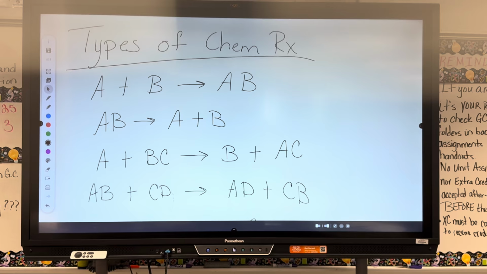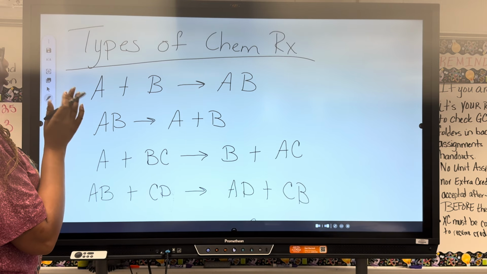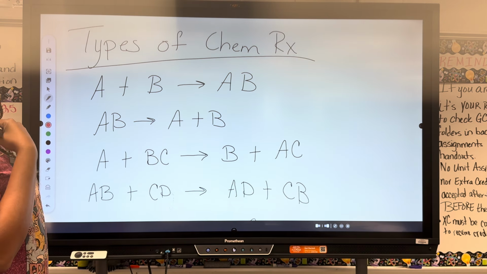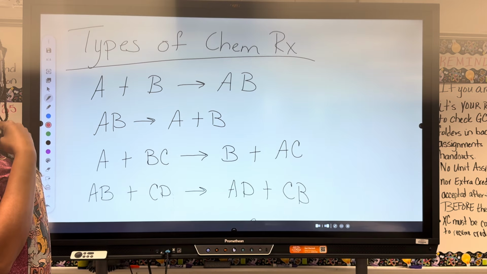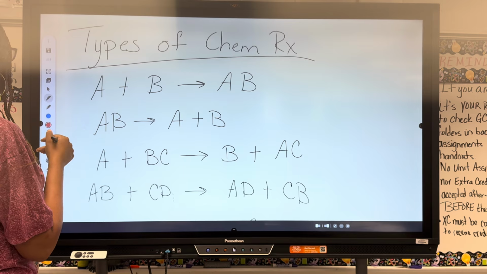All right, so these are your types of chemical reactions. Basically, you can look at what your reactants are, and it also helps you predict products. Or if you have the products, you can figure out what type of chemical reaction you have as well.